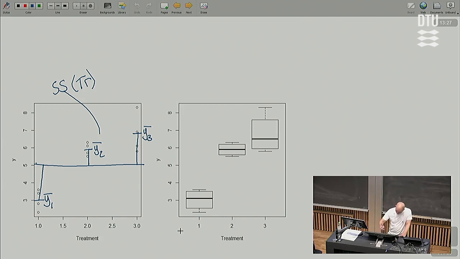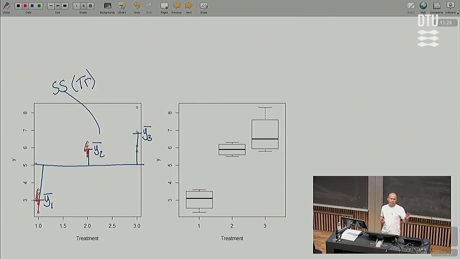Anyway, now I removed a lot of stuff we didn't see. Finally, we need to think about when we are going to compare these three group means with each other. And that's the purpose of everything. I've repeated myself. We need to consider within group variability. SSTR, that's like the between group variability, the between group difference.